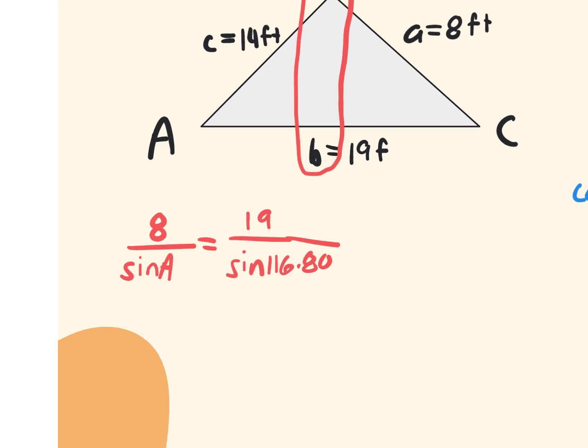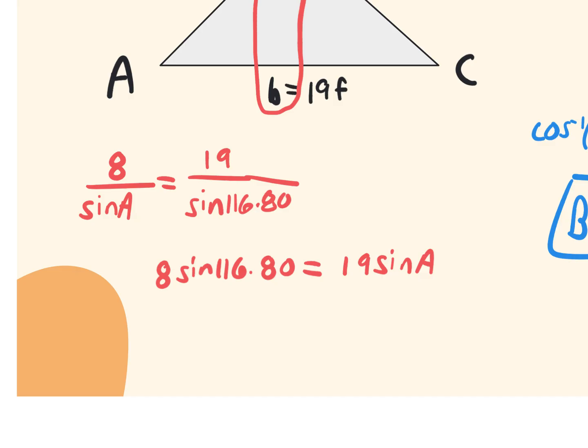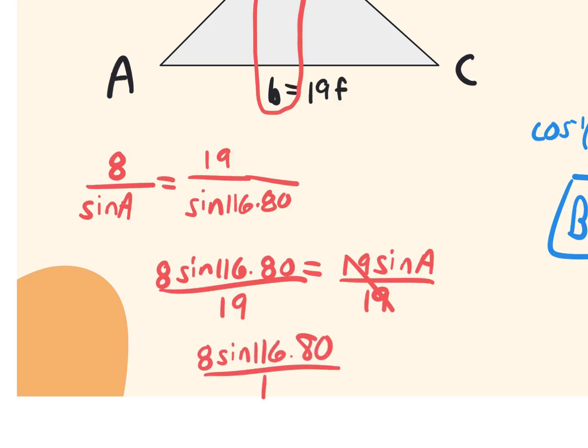And just like we were doing yesterday, we're going to do some cross multiplying. Doing that is going to get us 8 times sine of 116.8, or 80, equals 19 times sine of A. To get the A by itself, we're going to divide both sides by 19. All right, those cancel out. And then we get this whole thing equals sine of A.